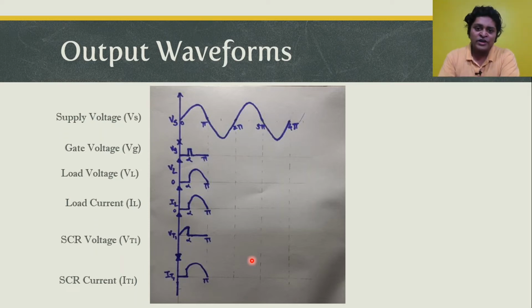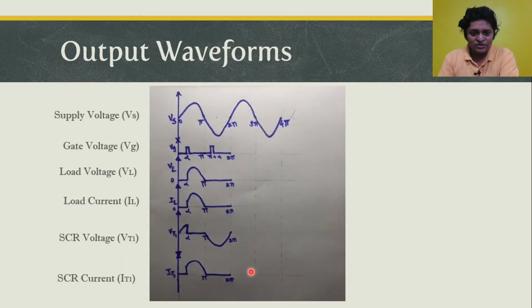Now let's go for the negative half cycle. In the negative half cycle, we mentioned that as soon as the negative half cycle is applied, the SCR is in reverse bias condition.